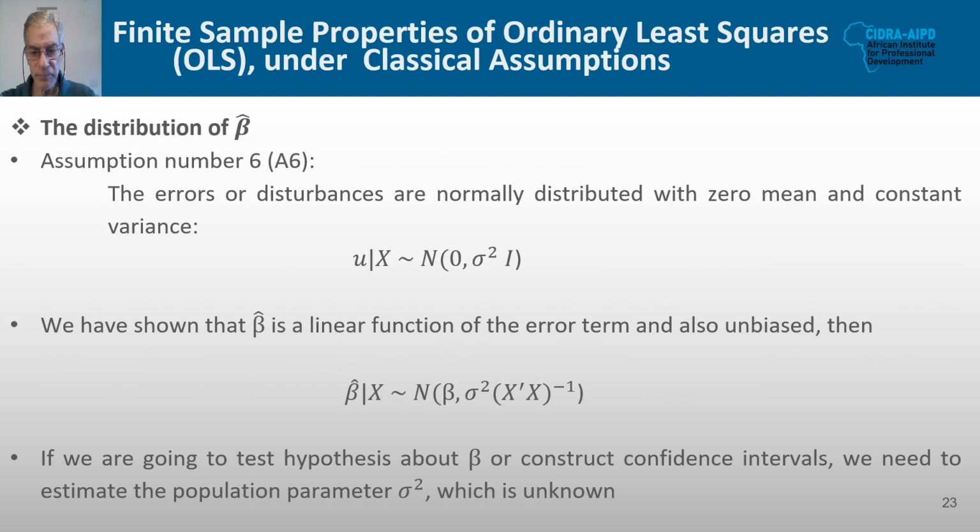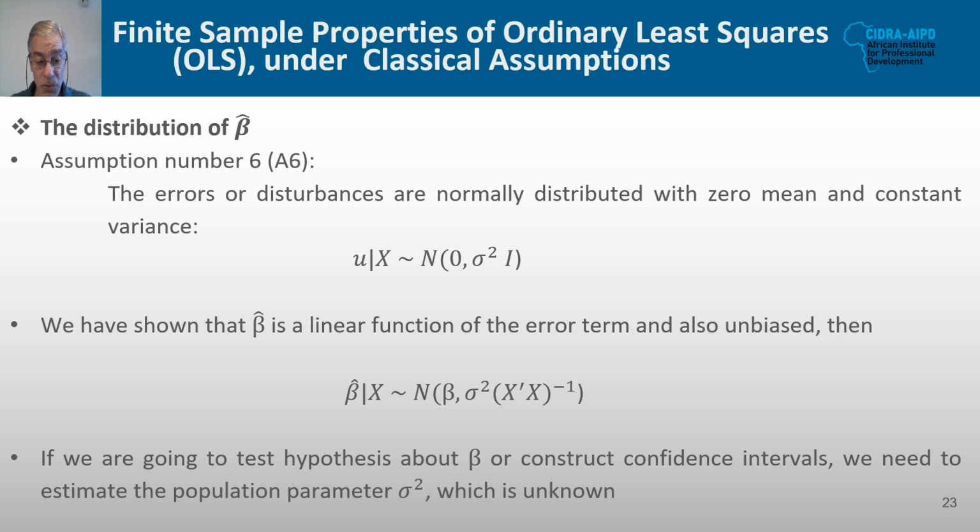Well, let's talk now about the probability distribution of beta hat. For that matter, we are going to use another assumption, number 6, that says that the errors or disturbances are normally distributed with zero mean and constant variance, as you can see in the first expression of this slide. We have shown also that beta hat is a linear function of the error term and unbiased. Then beta hat given X is going to be normally distributed with mean beta and variance equal to sigma squared times X transpose X inverse.